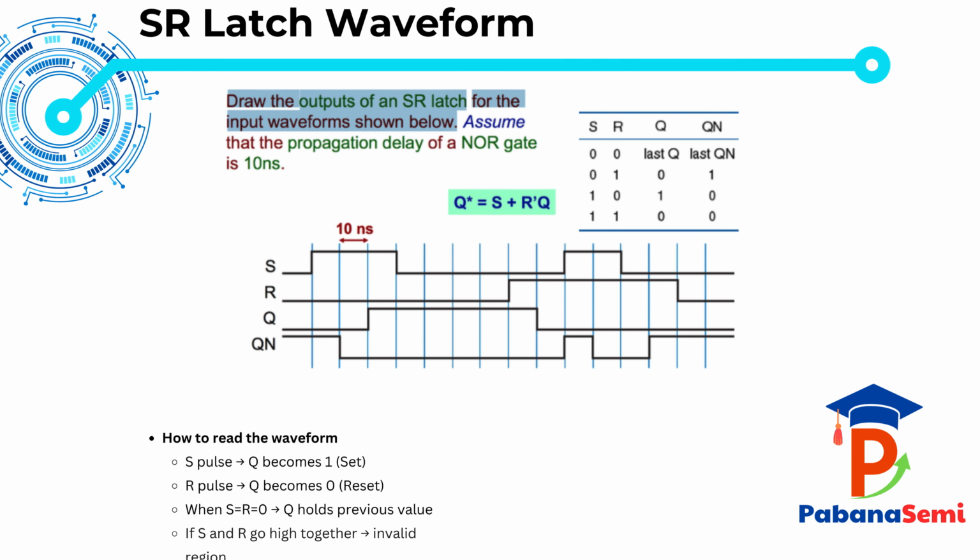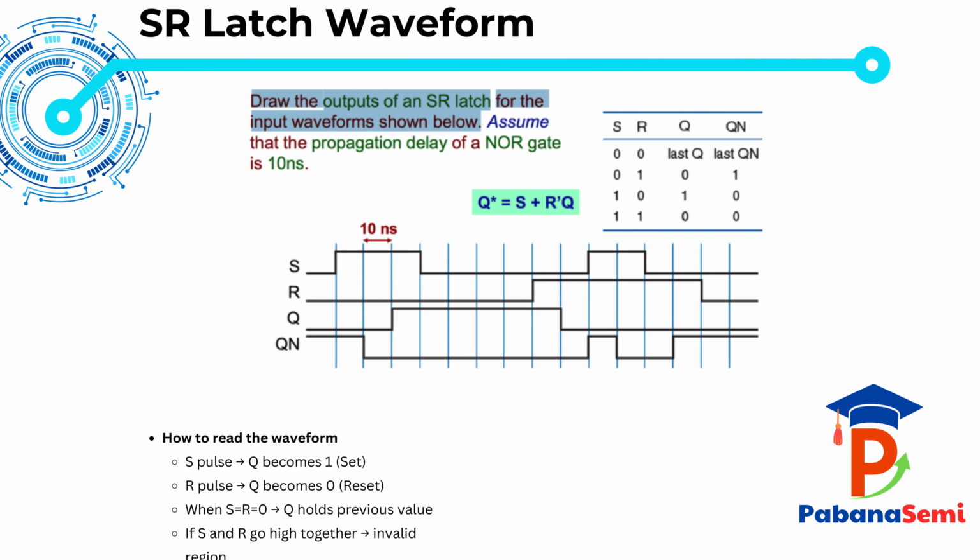Let's understand the SR latch waveform step by step. We are given input waveforms for S and R, and we need to draw the outputs Q and Q bar. We are also told that the propagation delay of each NOR gate is 10 nanoseconds. That means whenever S or R changes, the output will respond after 10 nanoseconds, not instantly. First, let's remember the behavior of the SR latch.